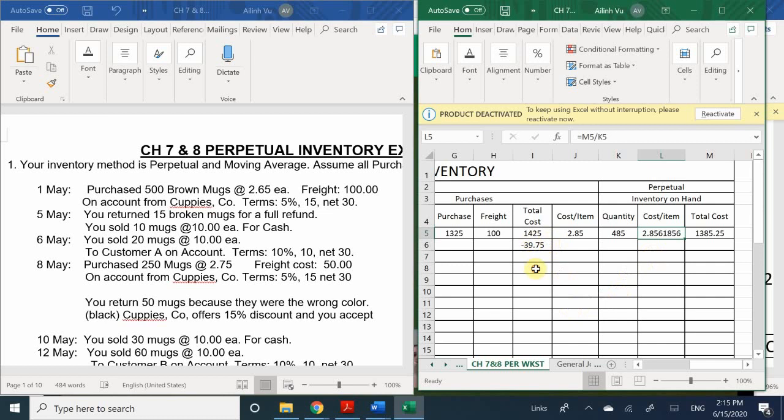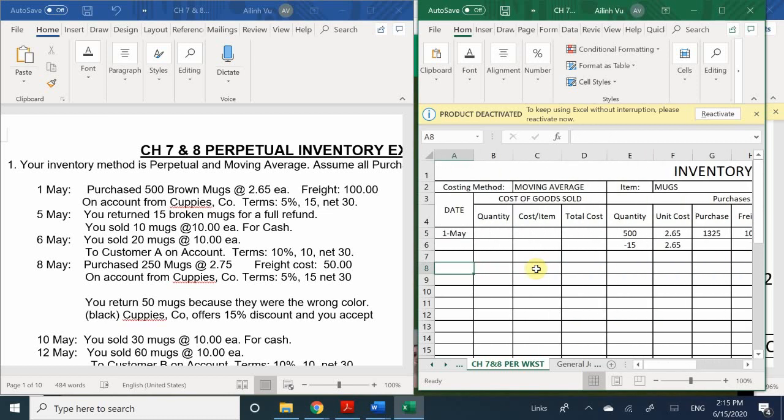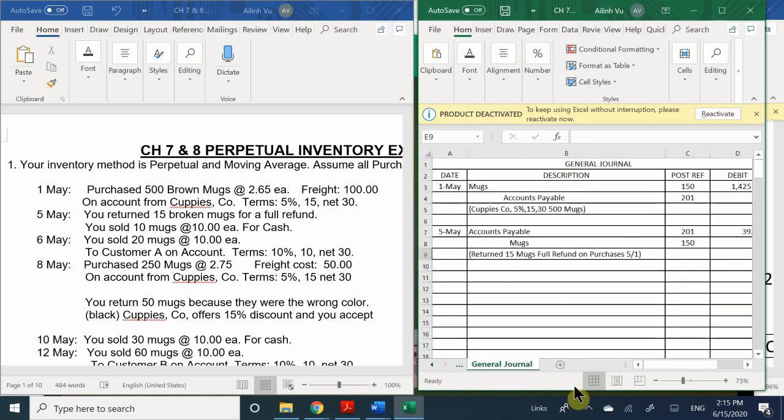Okay, so there. I journalized my return. I've entered it into my worksheet. All right, so let's go back to the journal. And now what happened? So, you sold 10 mugs at $10 each for cash. And is there no sales tax? I don't remember if I indicated it.